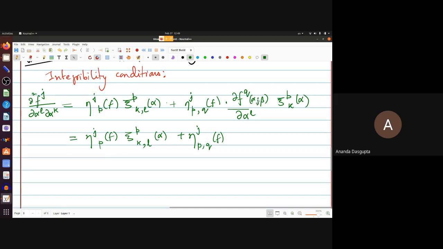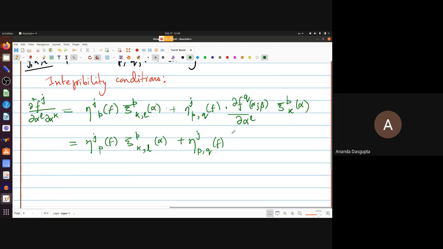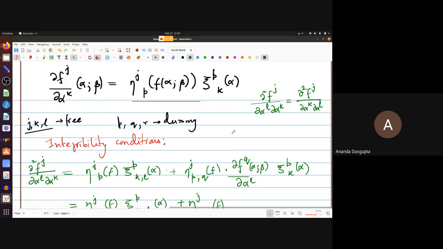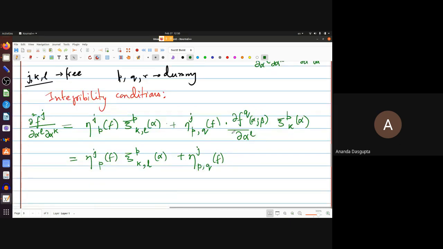Now, what can I rewrite this as? I want an equation entirely in terms of etas and xis. So this partial derivative, how do I rewrite this? How to partially differentiate f with respect to alpha is right here, right? So what is this quantity going to be?